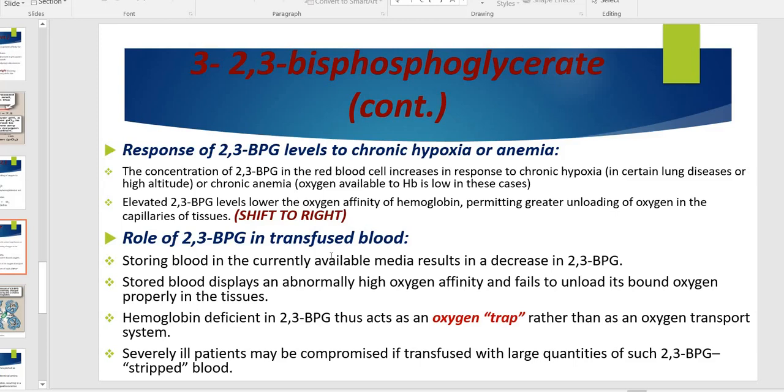So severely ill patients may be compromised if transfused blood has a low quantity of diphosphoglycerate due to oxygen trap. There is no oxygen release, or a decrease in the oxygen release, to the tissue from the stored blood.